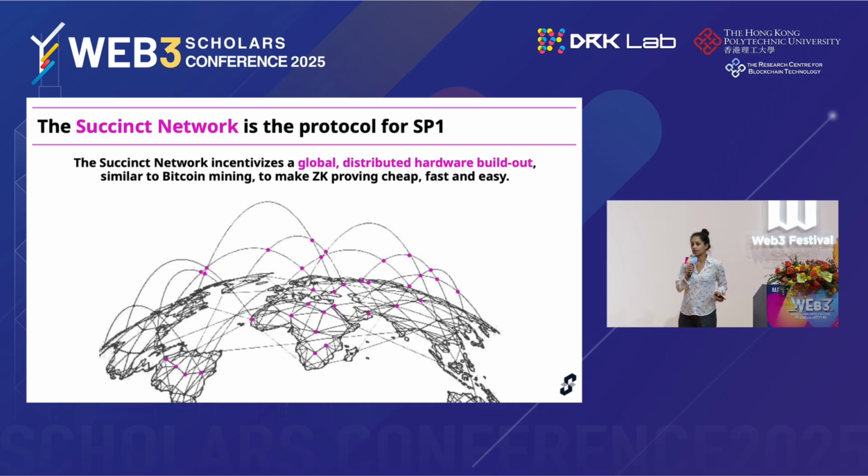And so the goal with our network is that we're incentivizing this global distributed hardware build-out where there's going to be a bunch of data centers all across the world with GPUs generating proofs, kind of similar to something like Bitcoin mining, and making ZK cheap, fast, and easy. And when you use SP1 and our ZK VM, you can just send a request to the network, someone will generate a proof for you, you'll pay them through the network, and then you're going to get your proof very fast and very cheap, and better than you could do yourself.